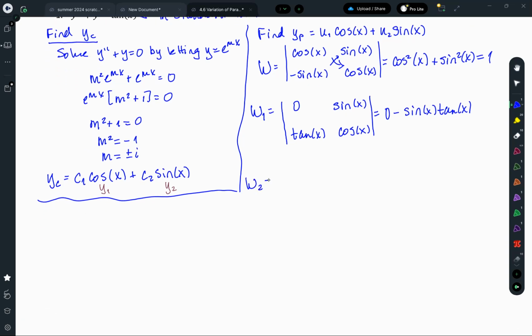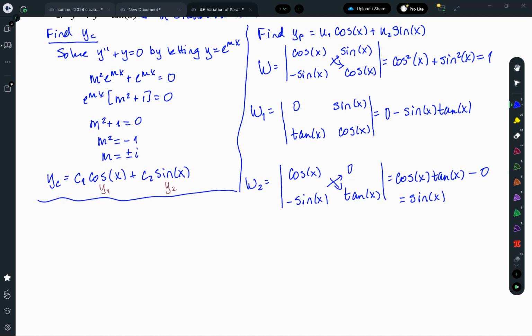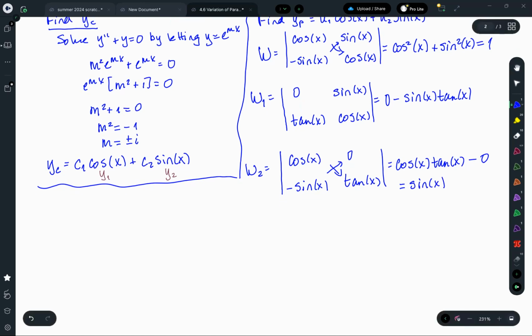W2, the 2 tells me to change the second column. The first column remains as it was in W, so it's cosine of x, and then the derivative of that, minus sine of x. But now the second column is 0 with tangent of x. I calculate my determinants, that diagonal product. I get this is equal to cosine of x tangent of x, minus 0. But cosine times tangent actually simplifies right down to sine of x. So I'm going to go ahead and simplify that. All right.